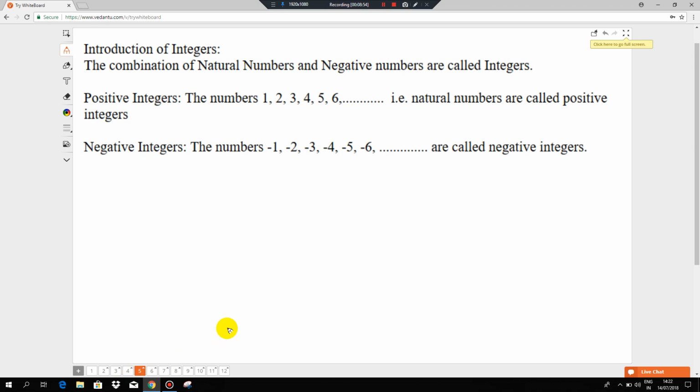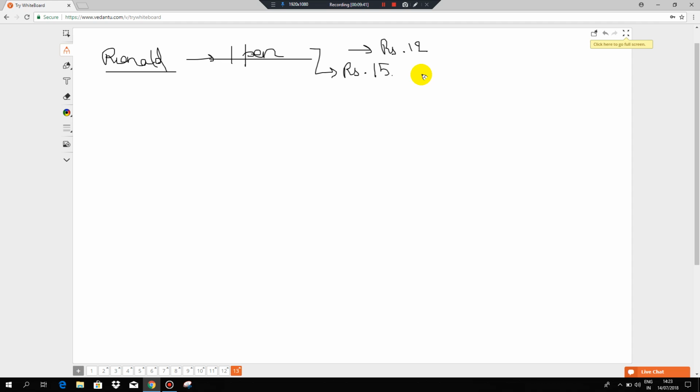You may be thinking, what are these positive integers, negative integers? I'll give you another example. Think that Ronald, a boy, goes to a market to purchase one pen. He has only rupees 12 with him, but the pen costs rupees 50. The shopkeeper writes rupees 3 as the due amount from him.